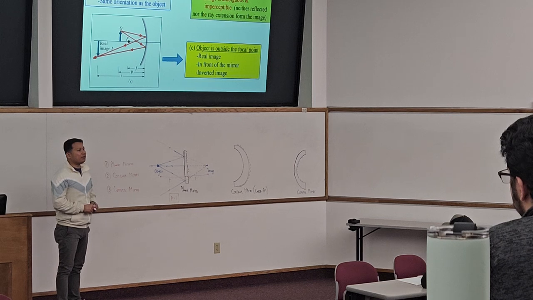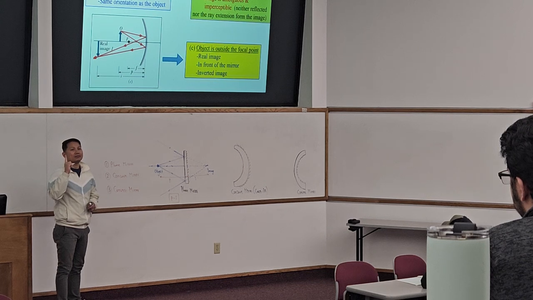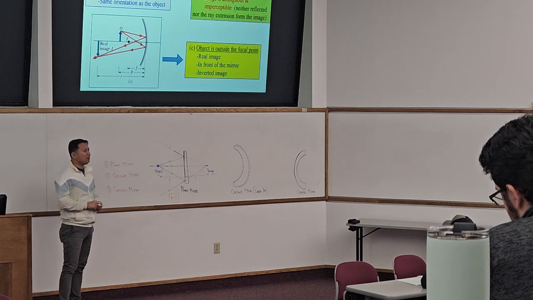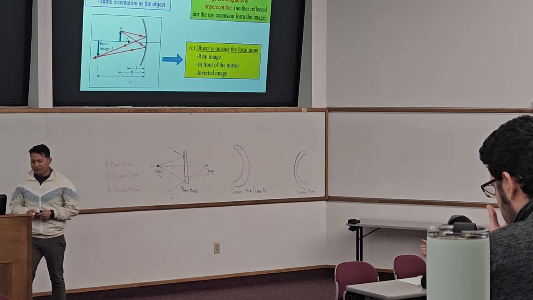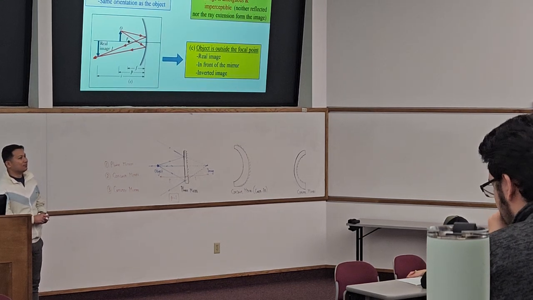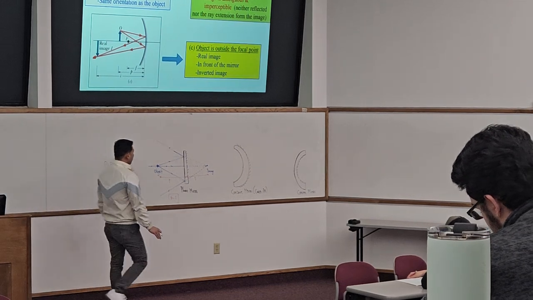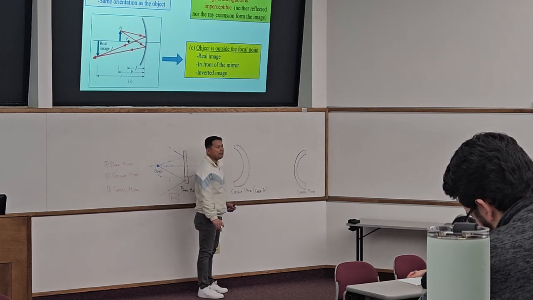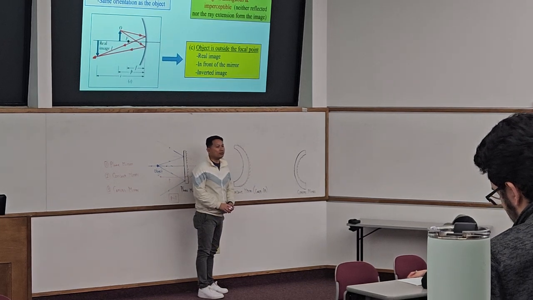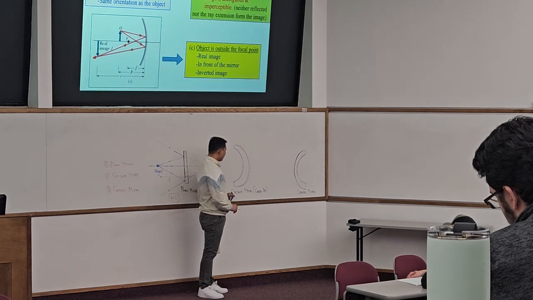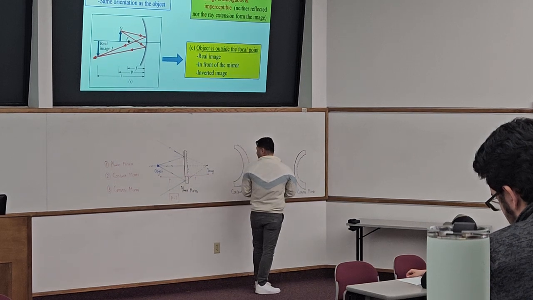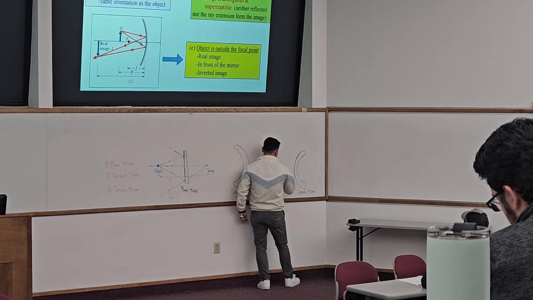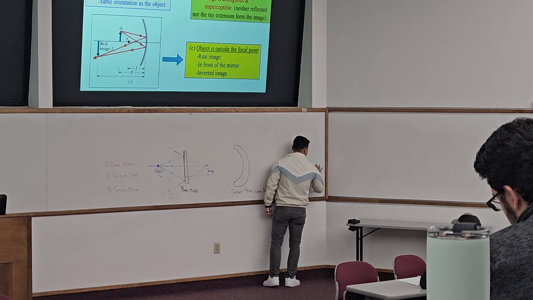If you talk about magnification, the magnification for a plane mirror is 1, because the size of the image is the same as the size of the object. The image you see in the plane mirror is the same as your size. But if you talk about concave and convex mirrors, the size will be different. Either you see bigger or sometimes smaller. Okay? So this one is tricky. The concave mirror is more tricky. But for the convex mirror, I can tell you, if you talk about the principal axis, this is the principal axis I can draw over here.